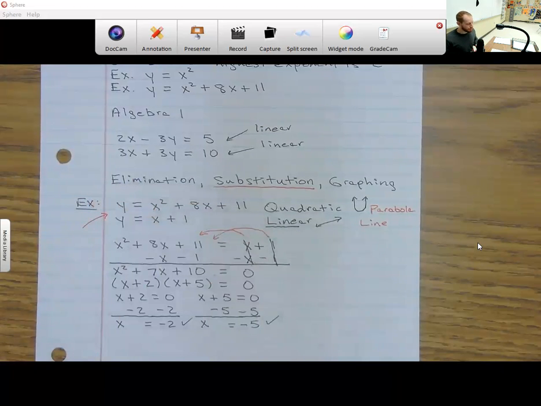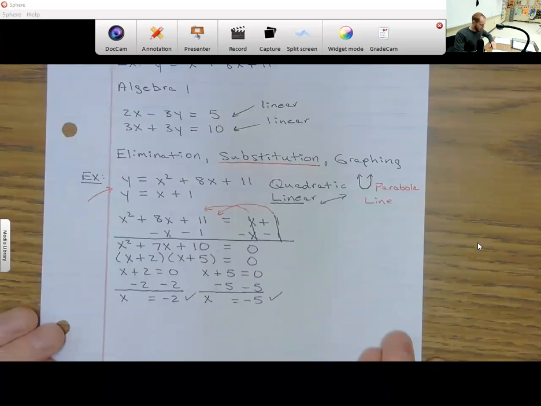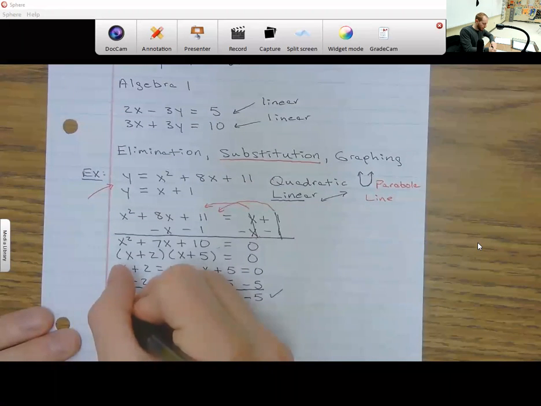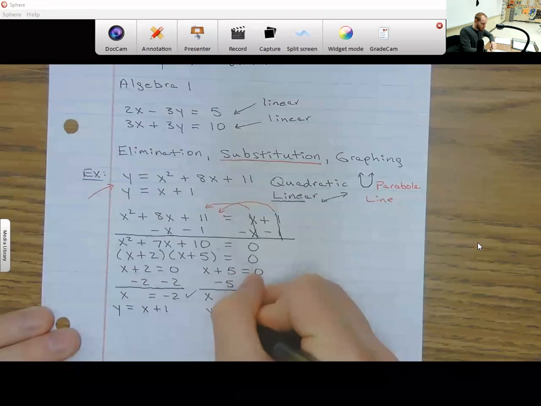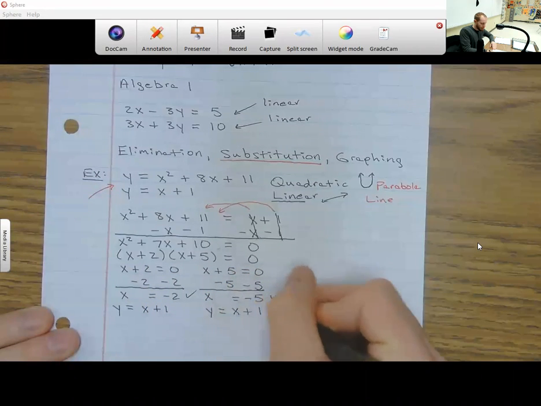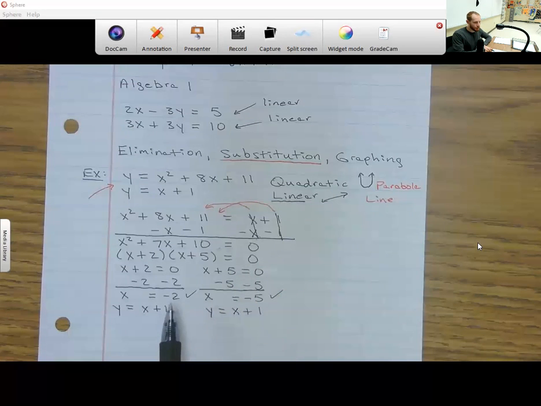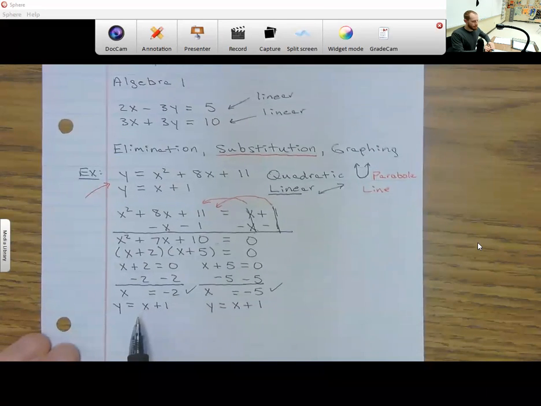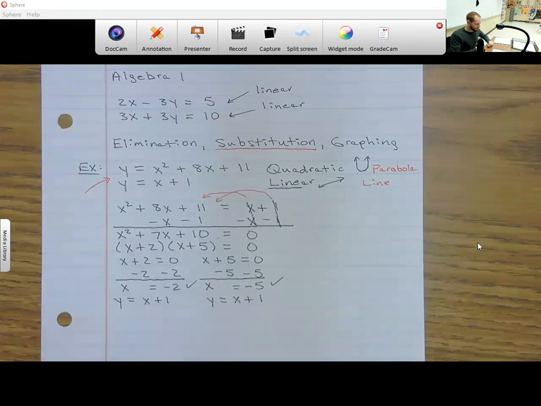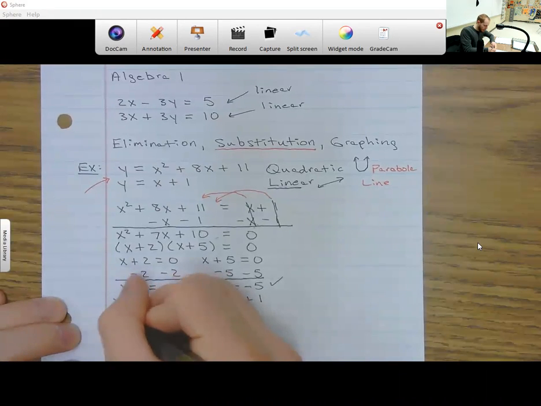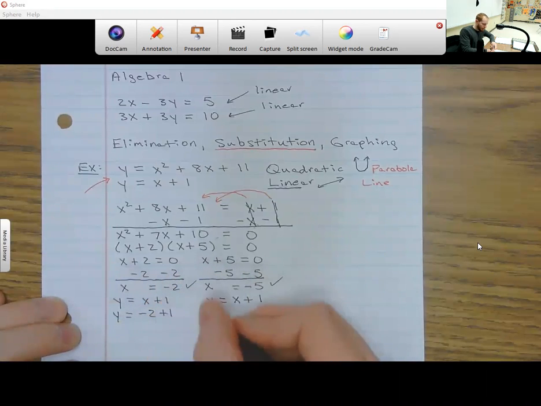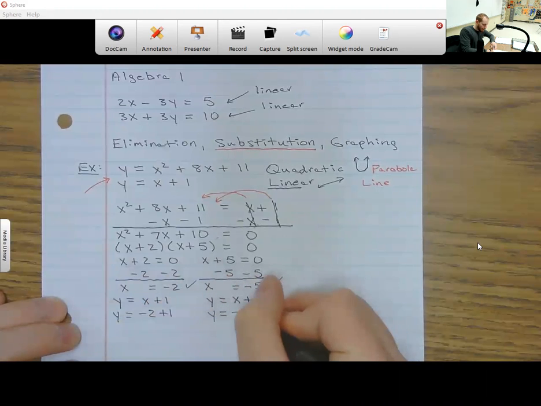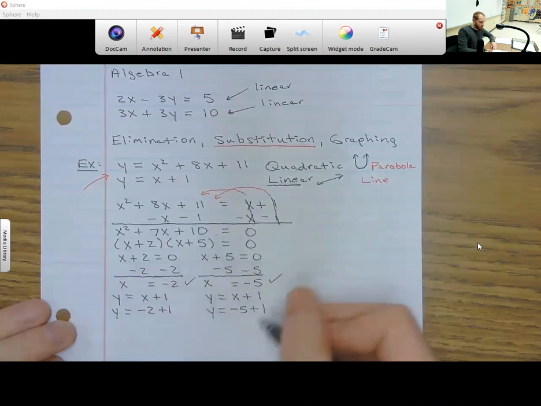So what I'm going to do is plug back into y equals x plus 1. So what I do first is I copy it down. So y equals x plus 1, y equals x plus 1. So I'm substituting back in. I'm going to take these x values that I found, and I'm going to put them in for x right here and just see what happens. Okay? So over here, I'm going to get y equals -2 plus 1. But then over here, I'm going to get y equals -5 plus 1. And I'll see what happens there.